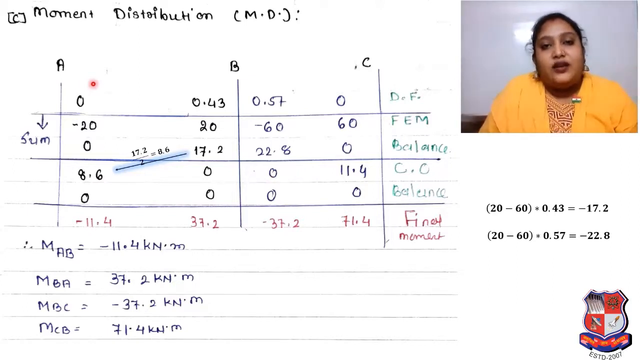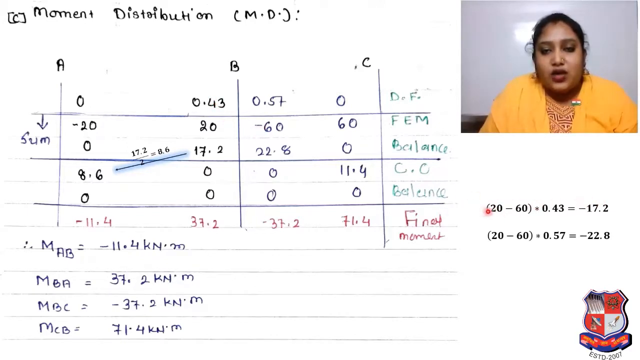But here a fixed beam is there, so at the fixed end some moment will be there. As per that, we don't get only 0 over here, but here 17.2 is there and 22.8 is there. So whatever we did in our previous problem, the same way we will do: 20 minus 60 into 0.43, I mention over here.